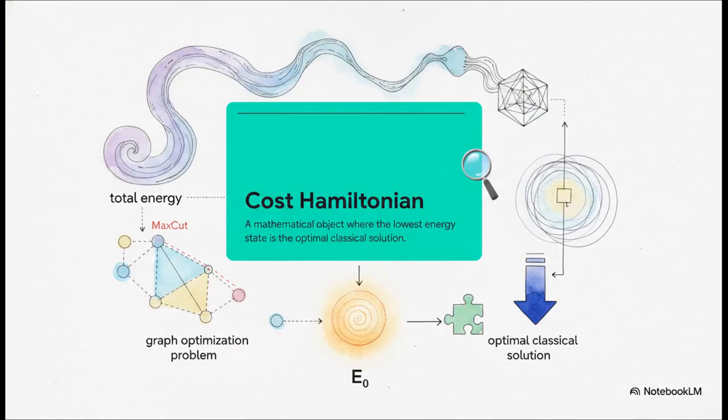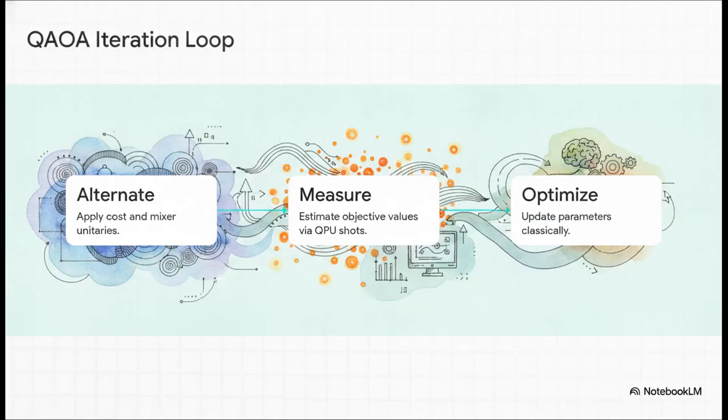Okay, before we can even think about mapping a problem to quantum hardware, we have to lock in on the mathematical heart of the whole thing, the Hamiltonian. You can kind of think of a Hamiltonian as this vast topographical map of a system's total energy. So when we tackle a graph optimization problem, like MaxCut for example, we map it over to what's called a cost Hamiltonian. And the absolute crucial takeaway here? The deepest valley on that map, the lowest energy state, that corresponds exactly to the optimal classical solution we're hunting for.